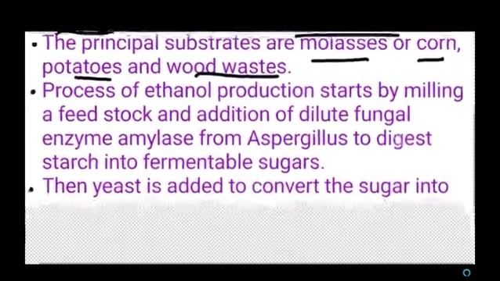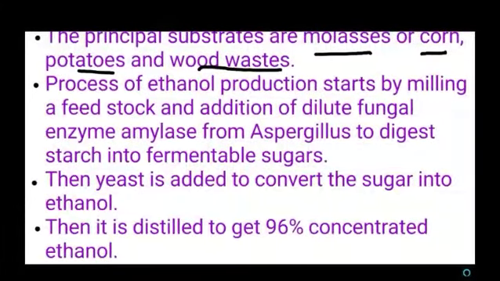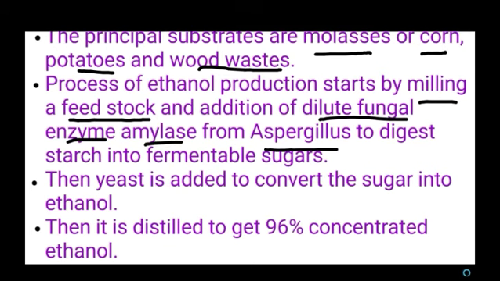The process of ethanol production starts with milling of feedstock, that means waste wood. First they will break that waste wood. After that, they will add dilute fungal enzyme, that is amylase. This enzyme is extracted from the fungi Aspergillus. This will digest the starch into fermentable sugar. Starch is a polysaccharide, and it is converted into sugar.